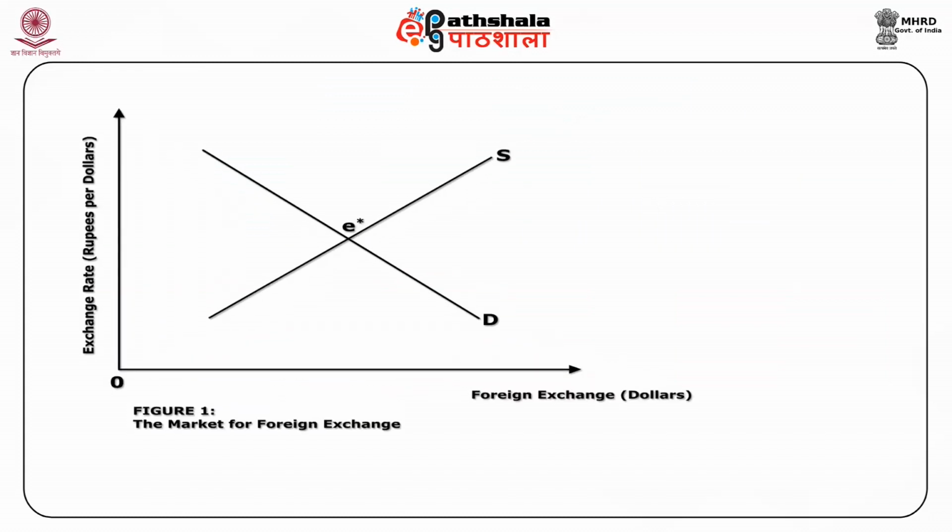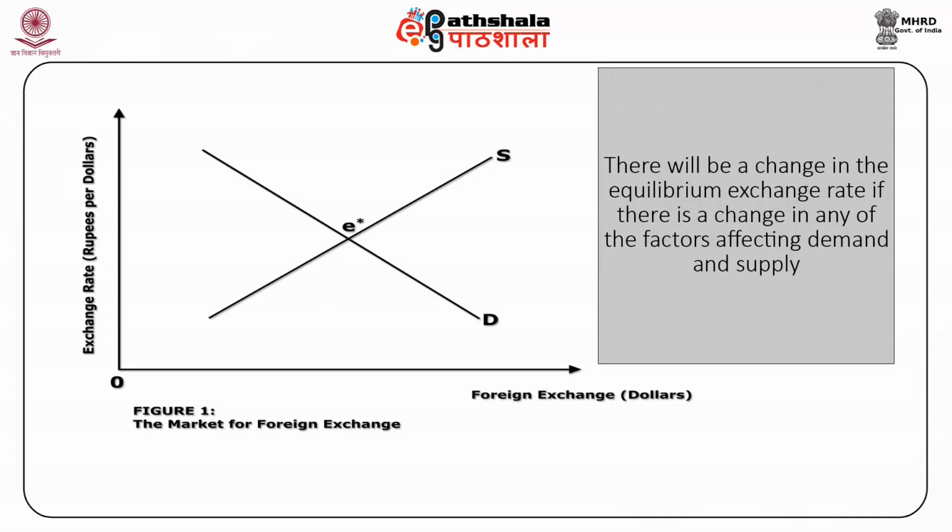The figure shows how the equilibrium between demand and supply of foreign exchange determines the exchange rate in a system of flexible exchange rate. The equilibrium value is E star. The exchange rate remains at this level until there is some change in either demand or supply. But there will be a change in the equilibrium exchange rate if there is a change in any of the factors affecting demand and supply.